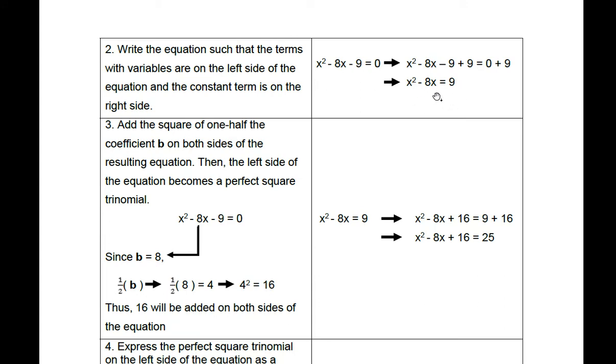So after is identify the value of our b, which is negative 8. Ito yung gagawin natin. Yung negative 8, kukunin natin yung half. So what is the half of negative 8? So we have negative 4 dito. Half is negative 4. Baka nagkamali ito. Negative, wait lang.